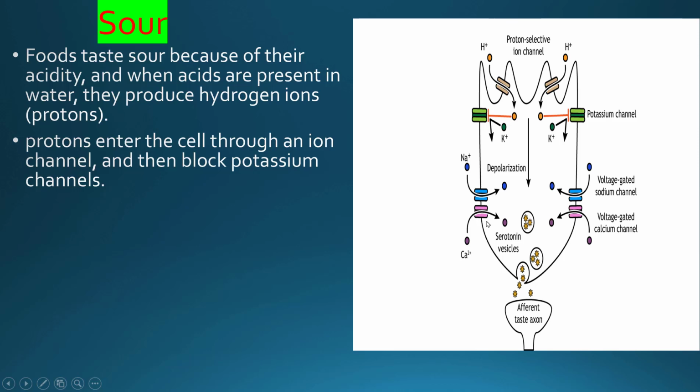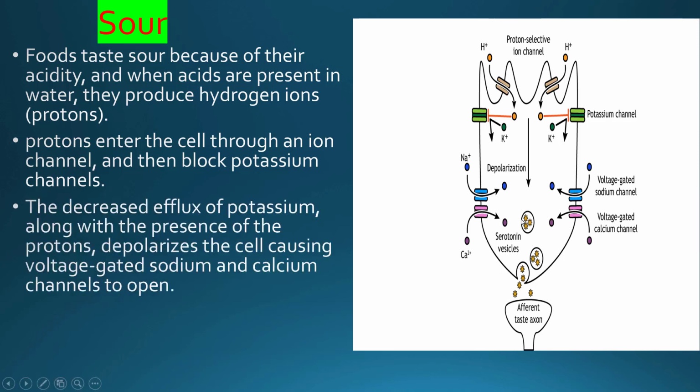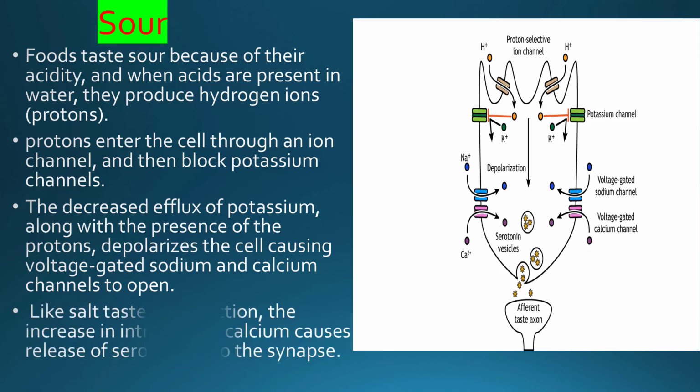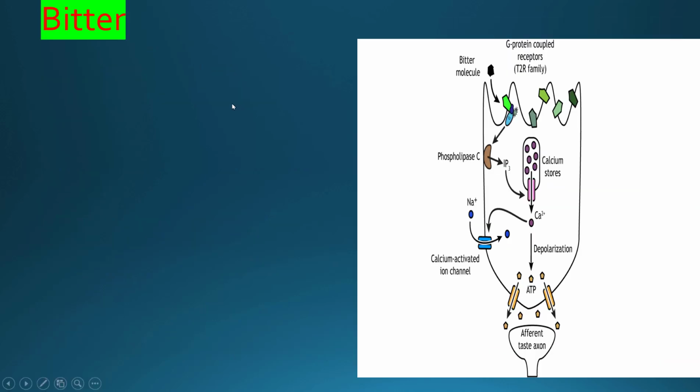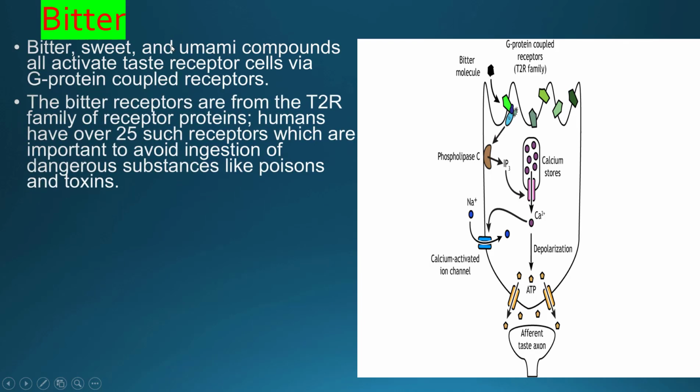This hydrogen or proton causes the sodium and calcium channels to open, and there is influx of calcium and sodium inside the chemoreceptor cell, and the calcium acts with the vesicles, which release their neurotransmitter, and in this way the signals are sent to the higher centers, like salt taste transduction. Bitter, sweet and yummy compounds all activate taste receptor cells via G protein coupled receptors.